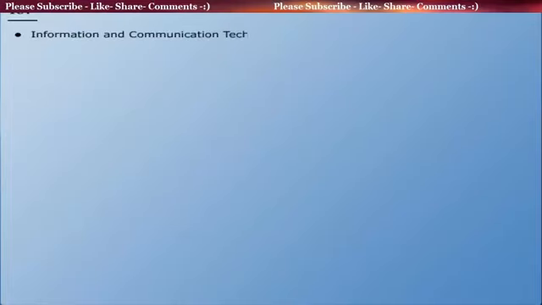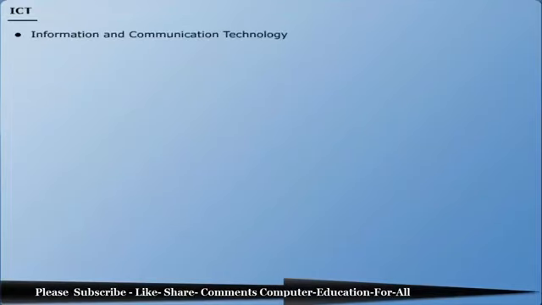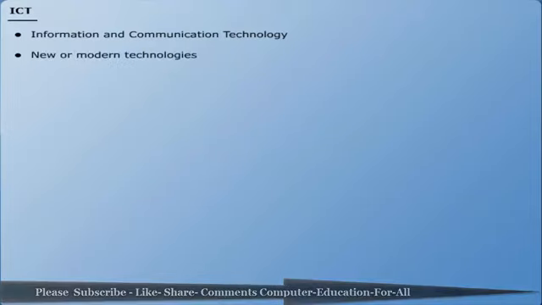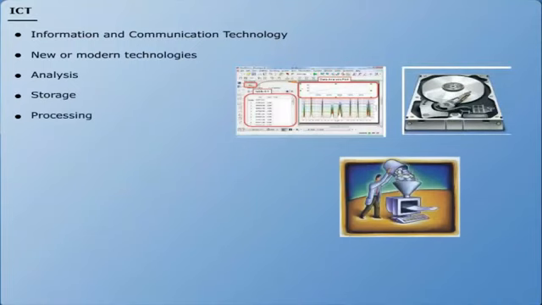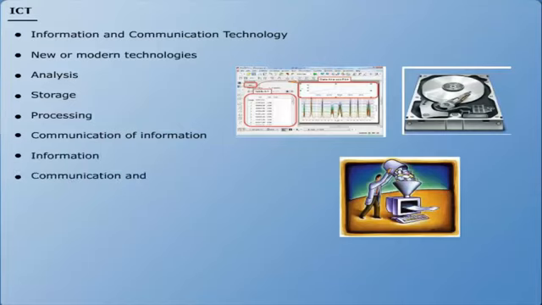ICT is an abbreviation of the term Information and Communication Technology. It generally refers to use of new or modern technologies to aid in analysis, storage, processing, as well as communication of information. In order to fully understand the concepts of ICT, first of all, it is important to know the meaning of three important terms: information, communication, and technology, individually, which are described below.